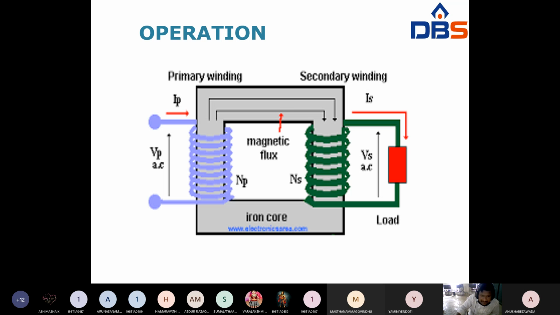Suppose whenever we are connecting AC supply to the primary winding, primary current is flowing through the primary winding, that means IP is flowing through the primary winding. So whenever this IP touches the number of primary turns, that may produce the primary flux in the primary winding.